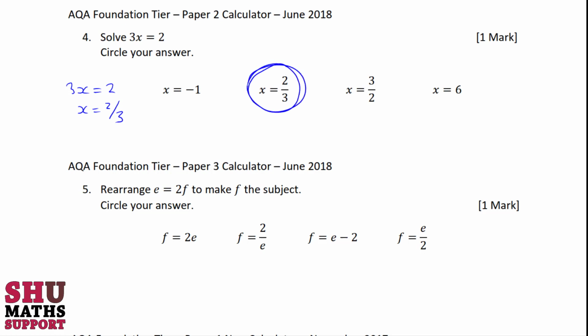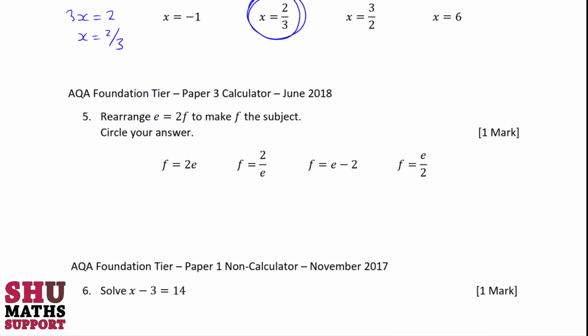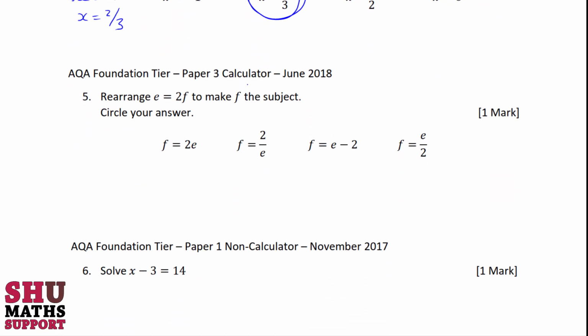The next question is asking us to rearrange e is equal to 2f to make f the subject, and it's also wanting us to circle the answer. So if we have e is equal to 2f, in this example we actually have 2 variables which we haven't done yet, but our 3 steps still apply. So we want to first get the f term on its own, which it is, so we don't need to use subtraction or division. And next, since we have 2f, we want to divide both sides by 2 in order to get f on its own.